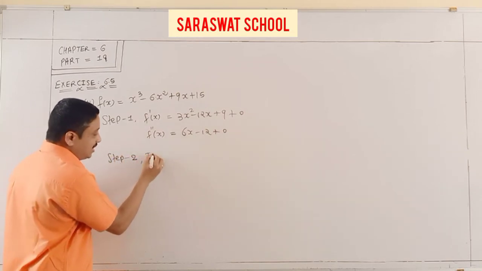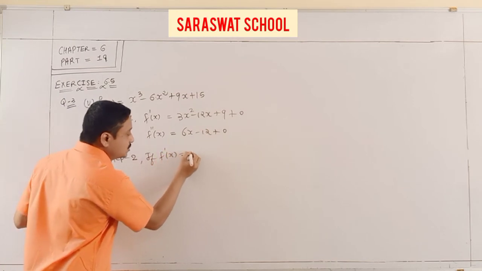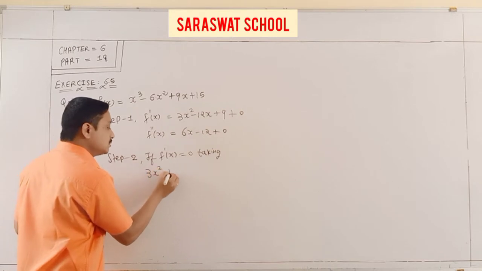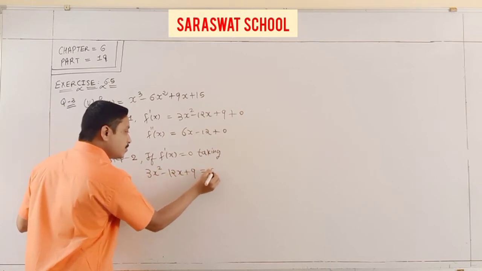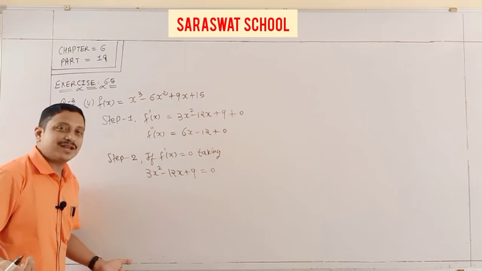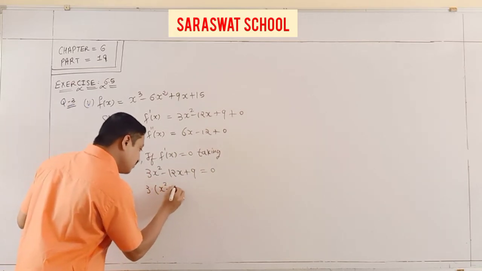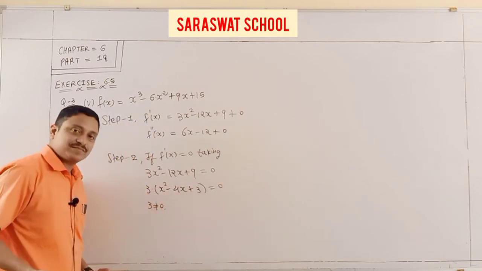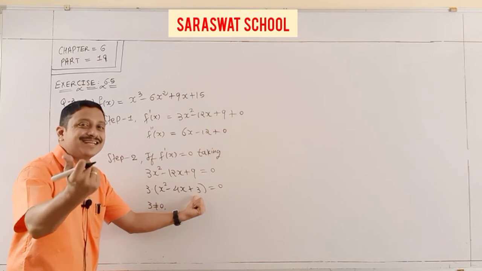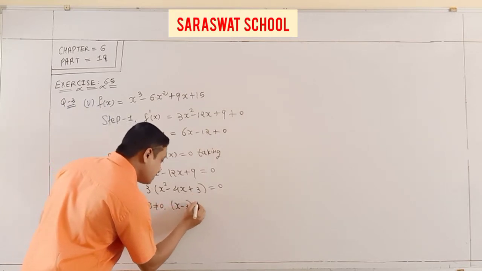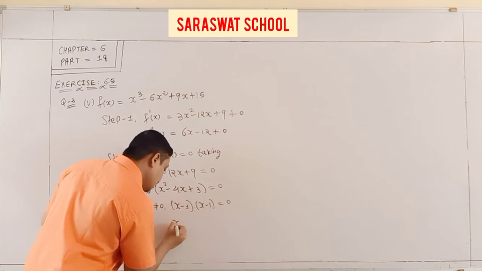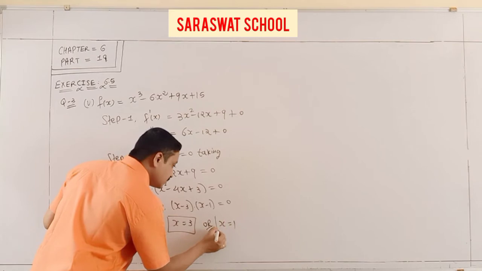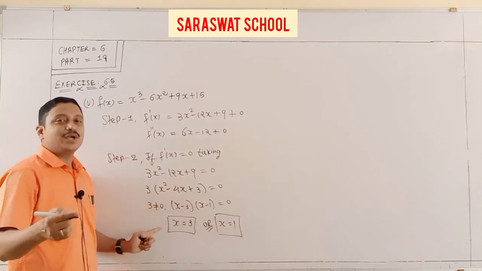Very simple. Take f'(x) equal to 0. So 3x square minus 12x plus 9 is equal to 0. Take 3 common: x square minus 4x plus 3 equals 0, but 3 is never 0, students. Here make the split: x minus 3, x minus 1. So you get x is equal to 3 or x is equal to 1. These two values I am going to check now.